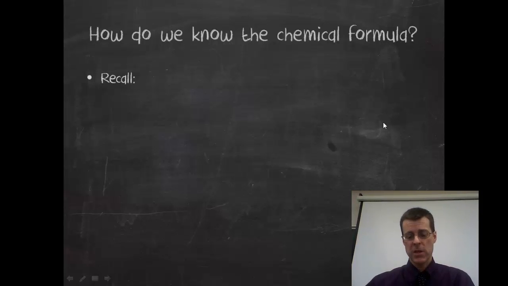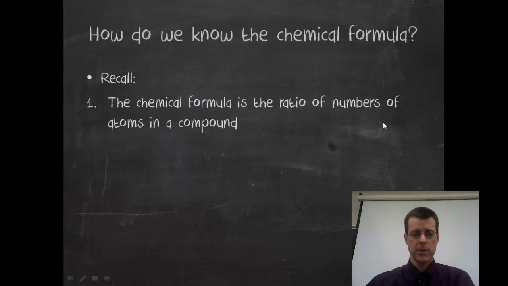Now, some things we know are going to be helpful to us. Number one is that the chemical formula is the ratio of numbers. Now, we know that for us, numbers is often going to be moles, but the chemical formula is a ratio of numbers of atoms. Here's an example: there's 2 atoms of hydrogen, 1 atom of oxygen, or 2 moles of hydrogen, 1 mole of oxygen.